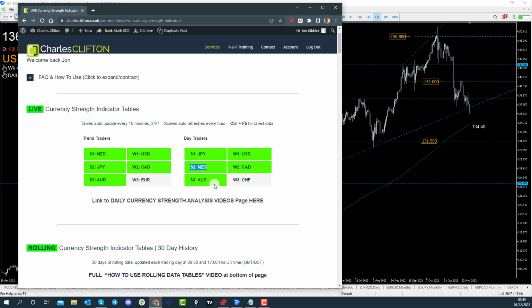On the day trader side of things, we've got the yen as the S1, the strongest currency, followed by the New Zealand dollar as S2, followed by the Australian dollar as S3. Top of the charts again is the US dollar W1, followed by the Canadian dollar at W2, but this time followed by the Swiss franc at W3.